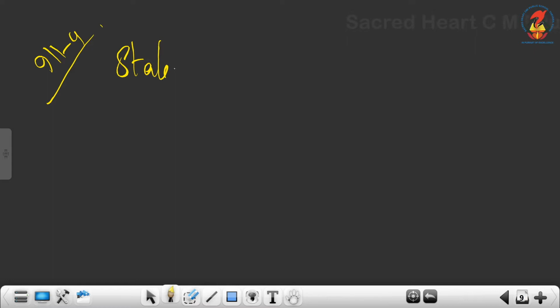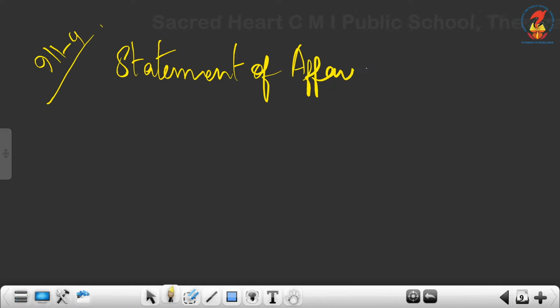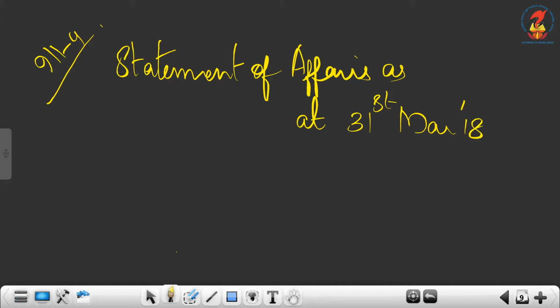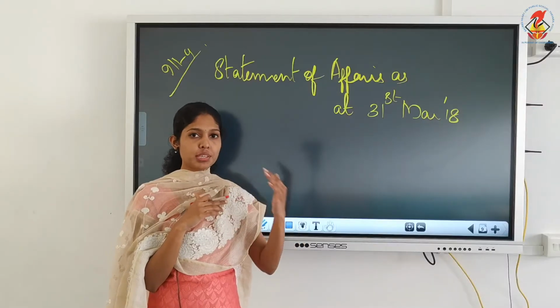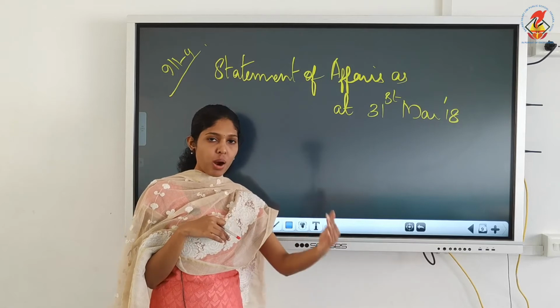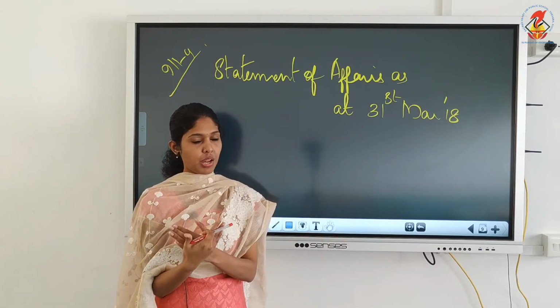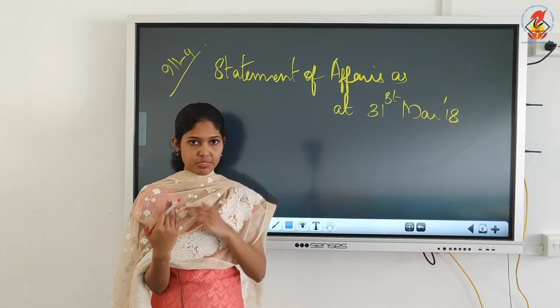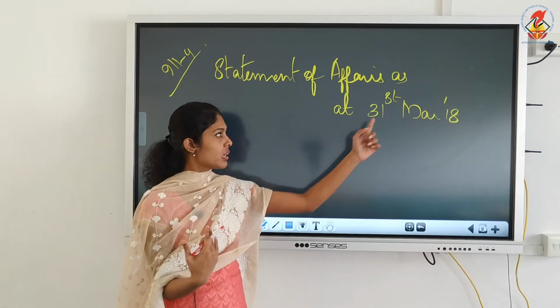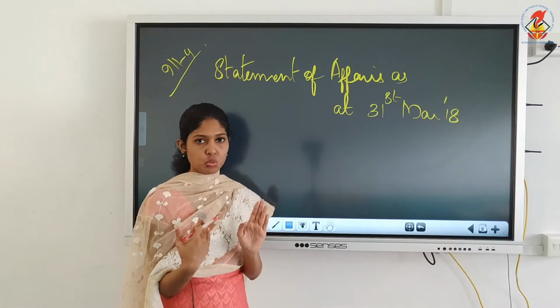Don't write it as opening statement of affairs. When you give the heading, you mention this with the date. Statement of affairs as on or as at, you can write, both are correct. As at you write. You are using the term as at? No. As at 31st March 2018, which is the opening date. See, 31st March 2018 means actually it is the closing date. But the closing date of 1 year will be the opening of next year. Understood? So, the closing date here is 31st March 2019 and the opening year you have to consider this one, 31st March 2018.